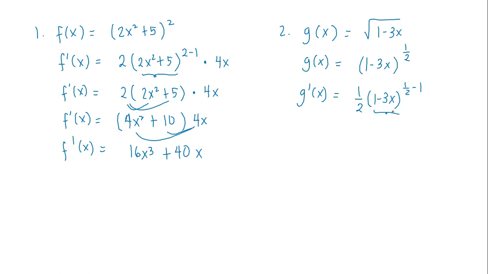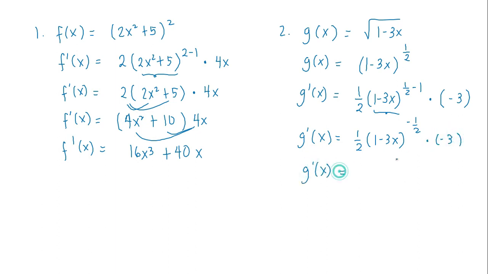Again, take note na meron tayong function sa loob which is 1 minus 3x. Ano ba ang derivative ng 1 minus 3x? Yes, tama kayo. Negative 3. And then we're going to simplify. So we have 1/2 times 1 minus 3x raised to negative 1/2 times negative 3. Yung negative 3 na nandito sa dulo ay pwede nating i-multiply sa 1/2. So it will become negative 3/2.